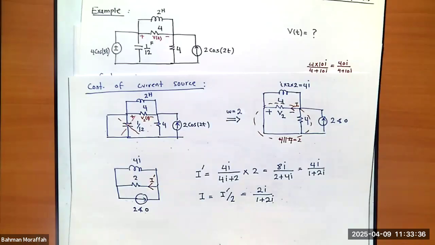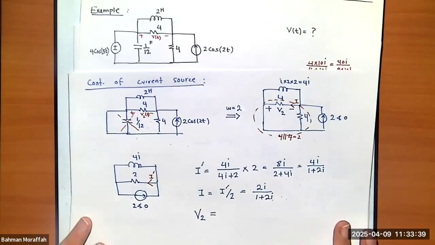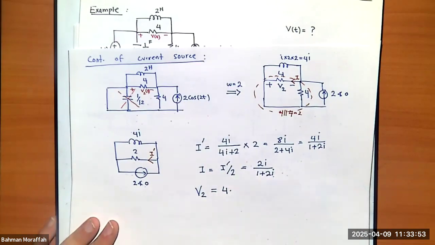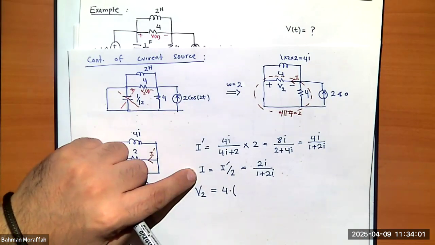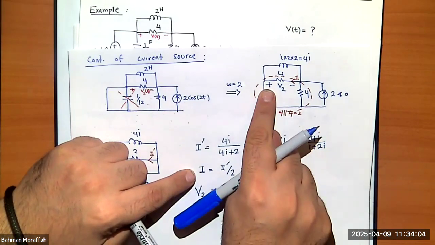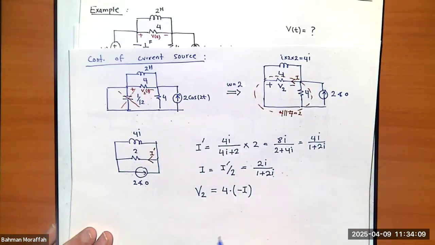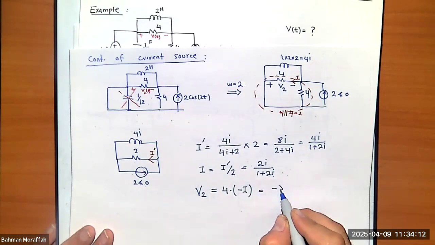Right? What is V2 then? Well, the value of the resistance is 4 times the current through it. What is the current through it? It's negative I. Remember, V2, this is positive, this is negative. I is going this direction. So it's negative I. So it's negative 8i divided by 1 plus 2i.